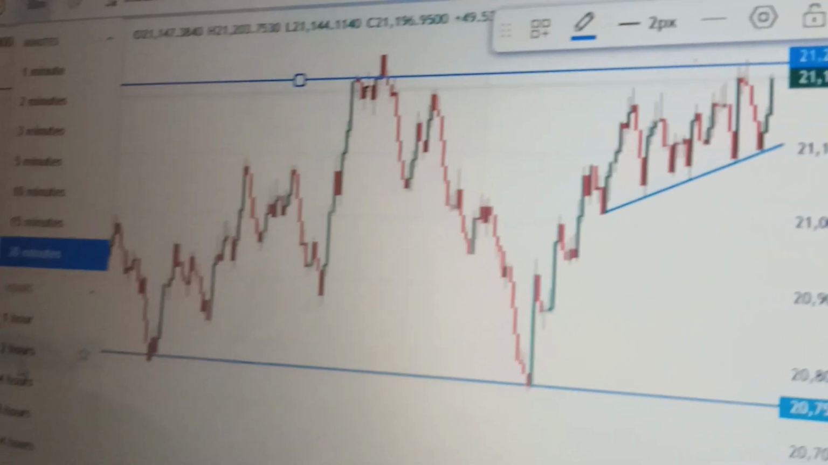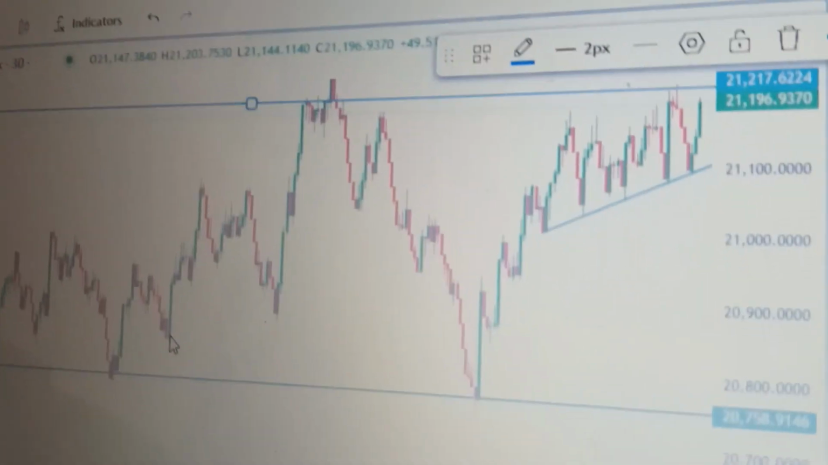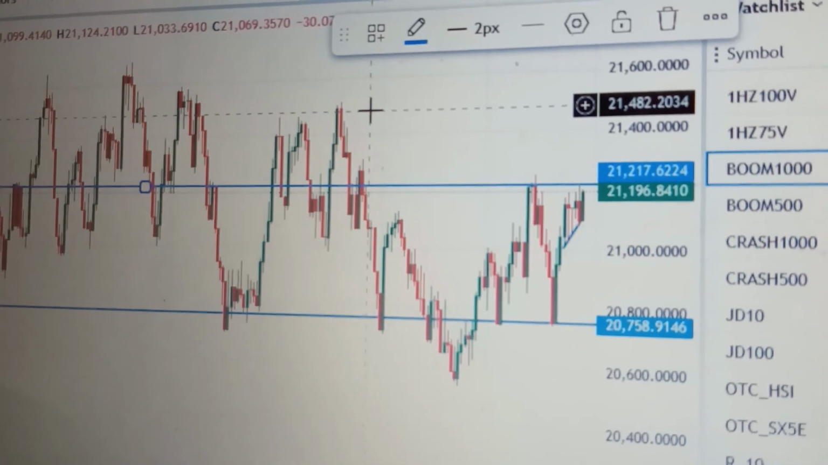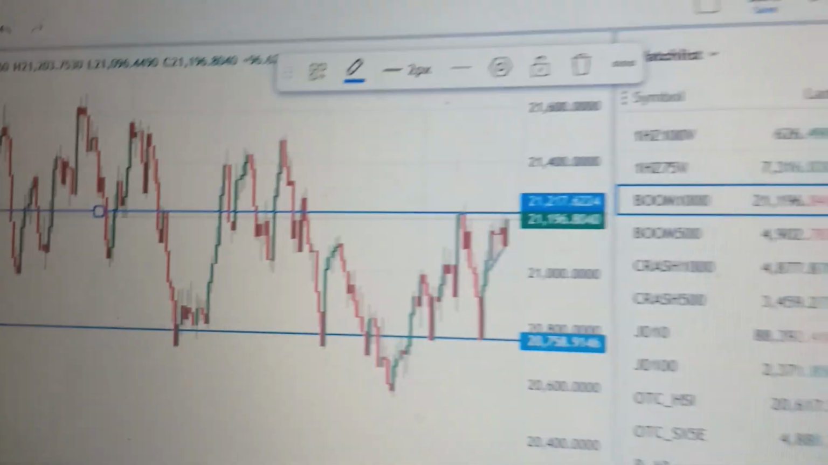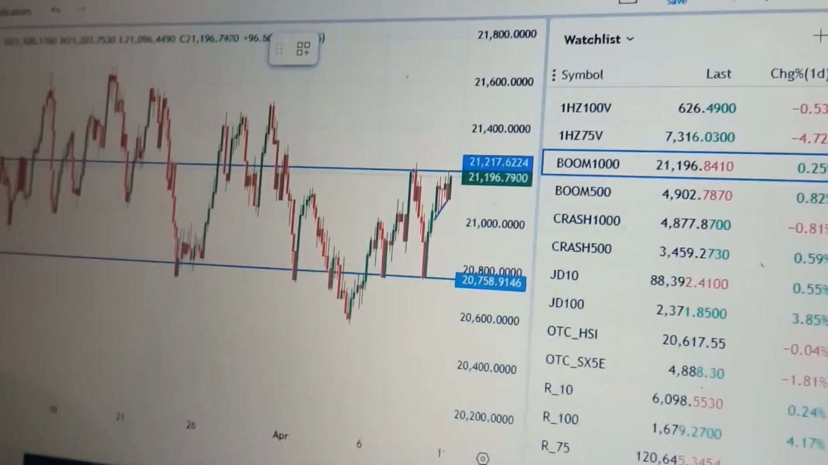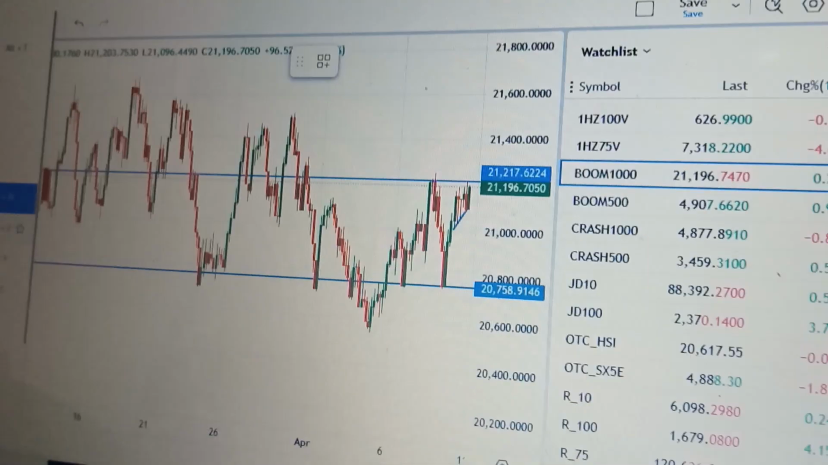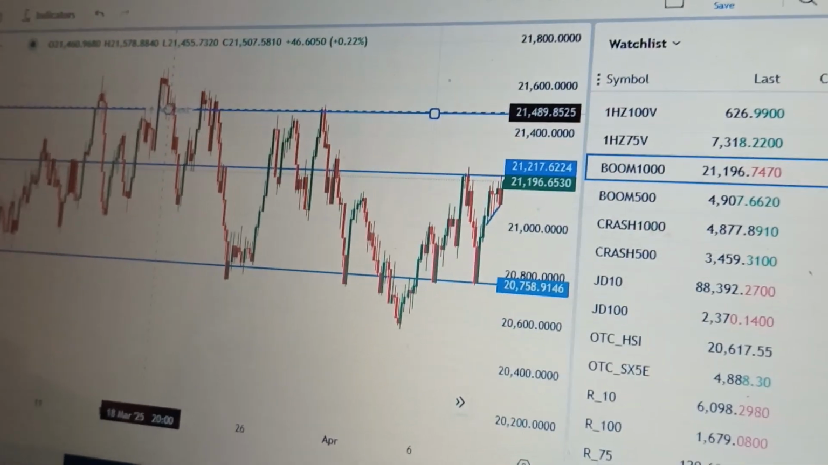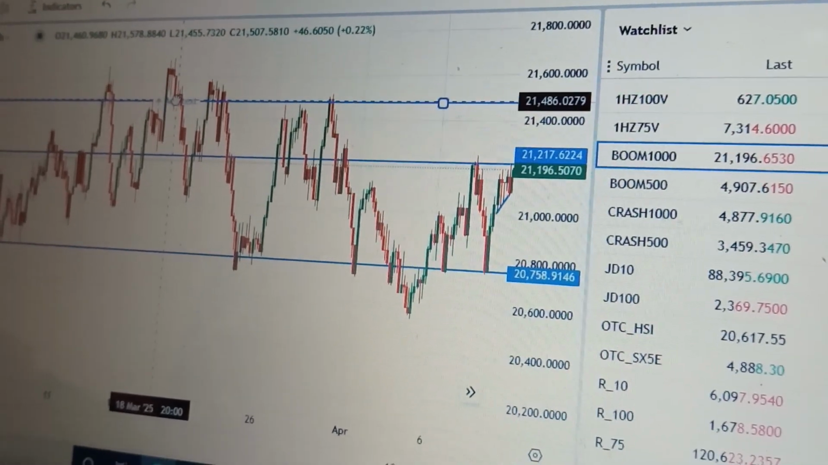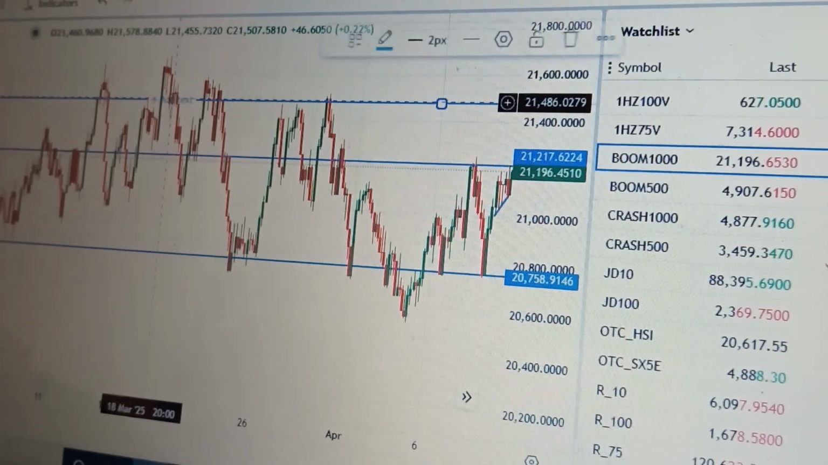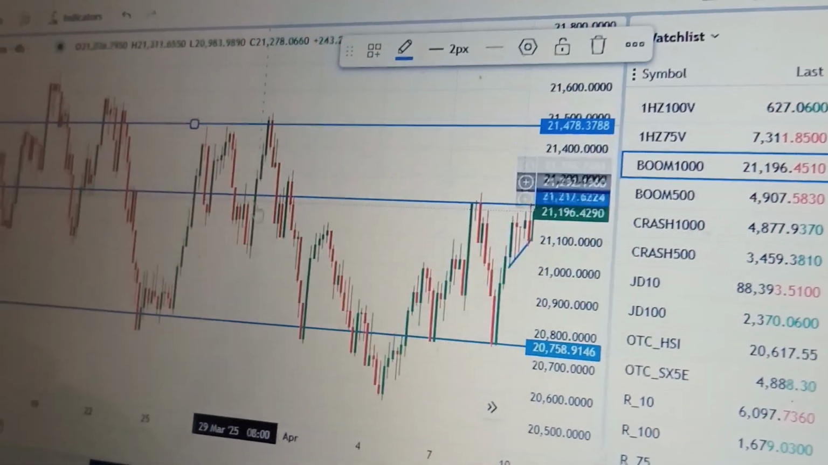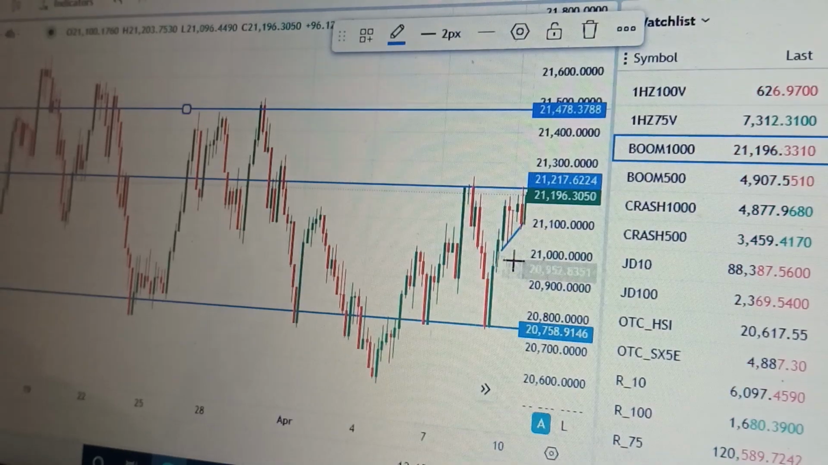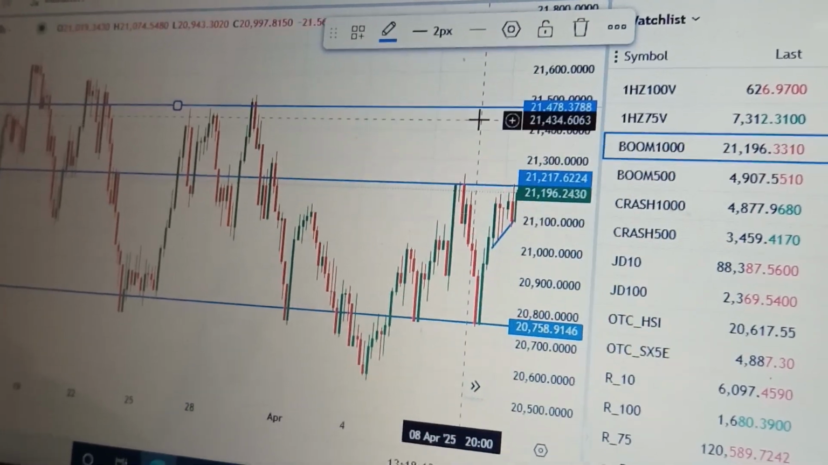Our next target level will be, let me put the 4-hour time frame and show you. Our next target profit will be now this level, 21,482. Let me draw my horizontal line at this level. This is my next target level, 21,486 level. That is my next target level, 21,478.